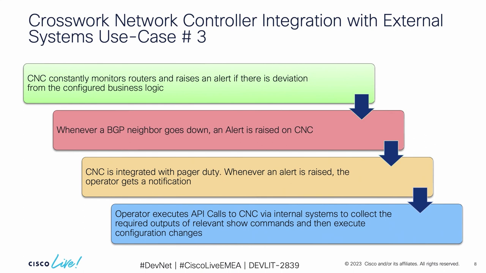Once they see the neighbor going down, an alert is raised, and this alert gets forwarded to any HTTP endpoint. In this case, they have an internal ticketing system, I forgot the name, but it's PagerDuty. Once the operator gets paged that the neighbor is down, he would run an API call from the same PagerDuty to the CNC, and it would collect a certain set of show commands. Typically, that's their use case. They save the show command outputs, and then execute a few config changes in order to meet their needs.